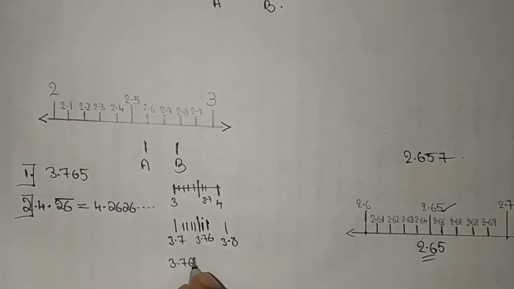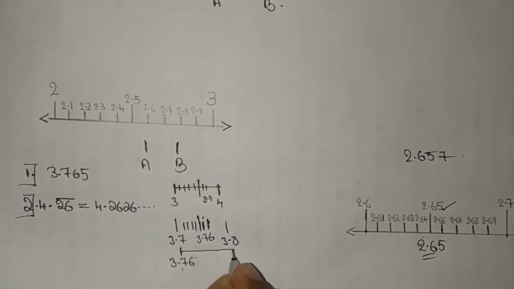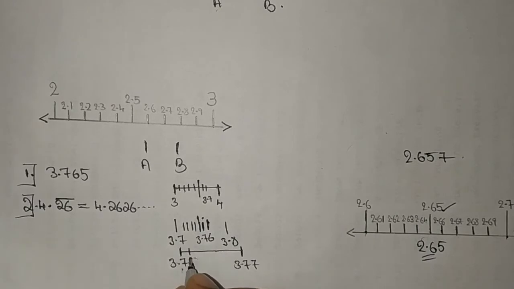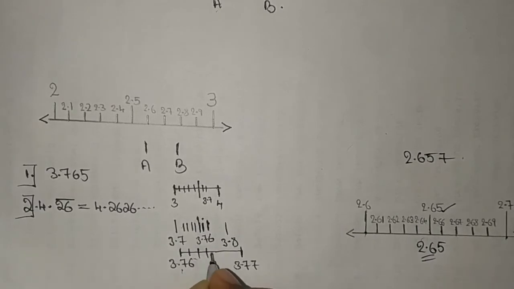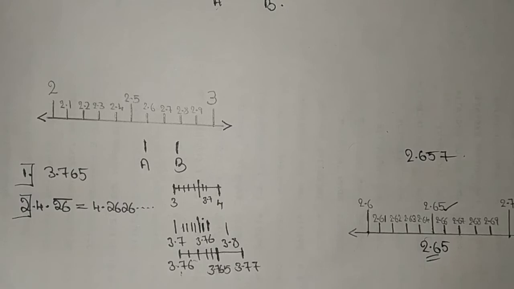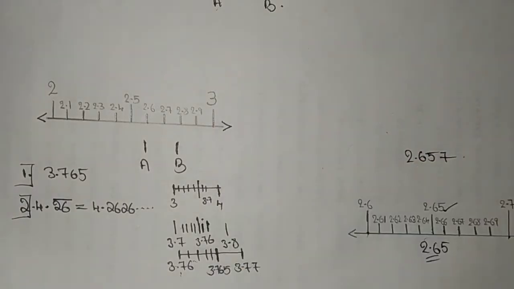3.76. This is the next thing to 3.77. Divide 3.761, 3.762, 3.763, 3.764, 3.765. This is 3.765. You need to visualize this in a good neat manner as I did this for this.